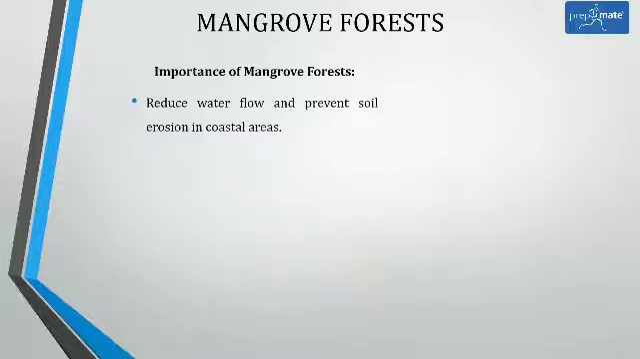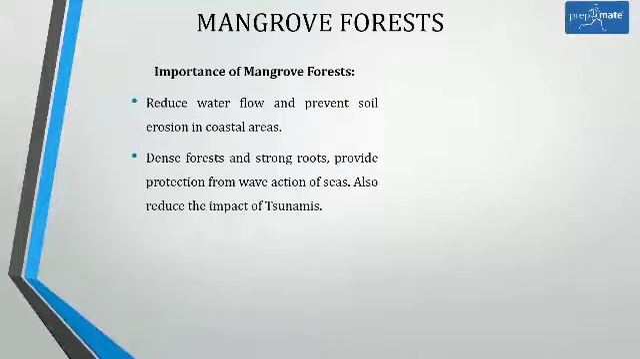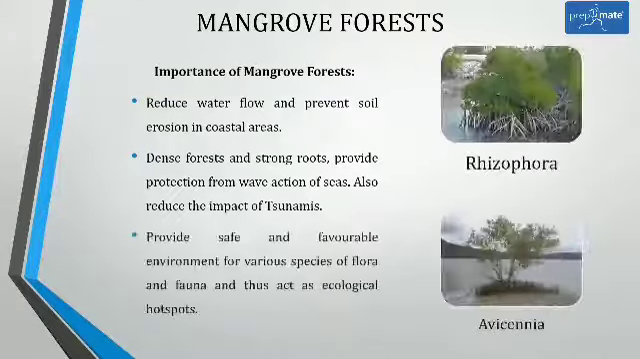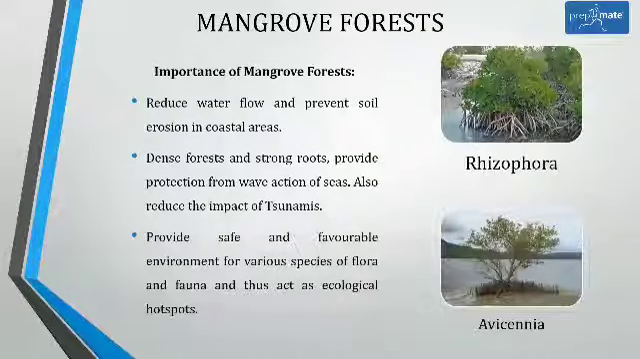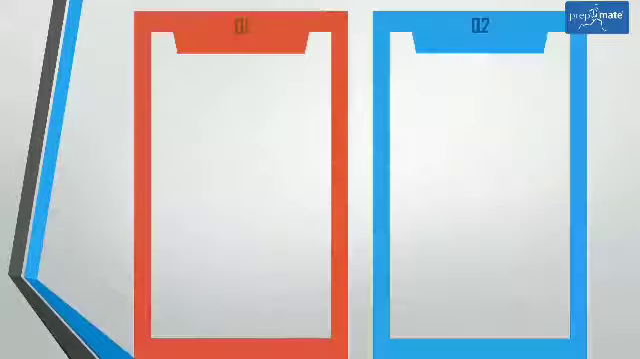Importance of mangroves. Mangroves reduce the water flow and prevent soil erosion in coastal regions. Mangroves are dense forests and their roots are also strong. Thus, mangroves provide protection from the wave action of seas. They even act as a shelter against tsunamis. Mangroves provide safe and favorable environment to various species of flora and fauna. Thus, mangroves facilitate the biodiversity in the coastal regions.